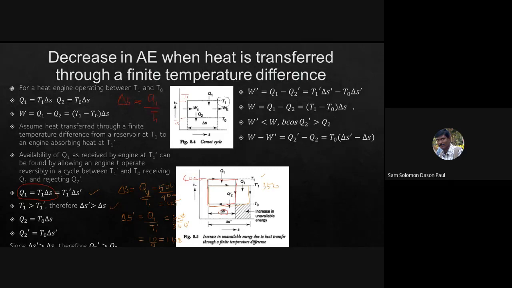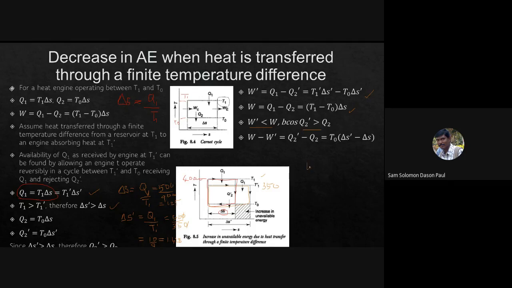So that is (T1 minus T0) into delta S, and this is T1 delta S dash minus T0 delta S dash. Okay. So obviously you can find that when you're running a heat engine at a higher temperature, you're going to have more work done. So your W dash is lesser than W because your Q2 dash is greater than Q2.